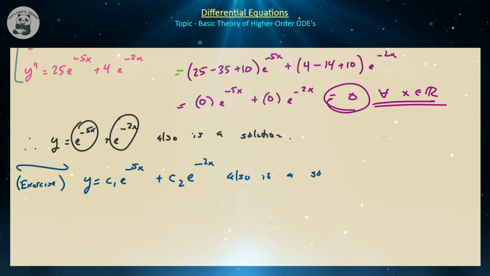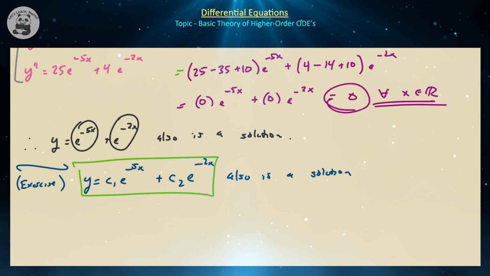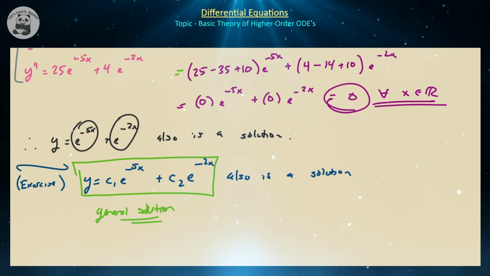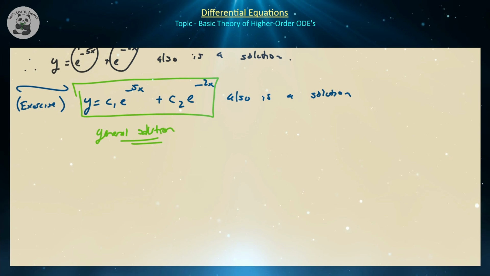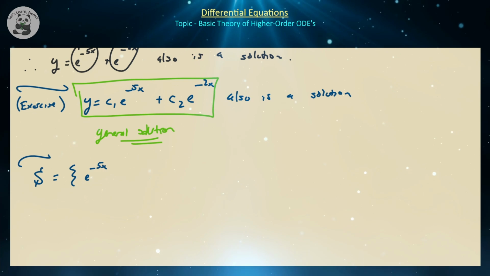also is a solution. And with some more theory, which we'll definitely build in the future, this is actually the general solution to this differential equation. That means any solution to this differential equation can be represented as a linear combination of these two things, right? So if you know anything about linear algebra and linear combinations and independent vectors, we can say, okay, well, if we have S is equal to e to the minus 5x and e to the minus 2x, which you can, in some sense, think about as vector functions.